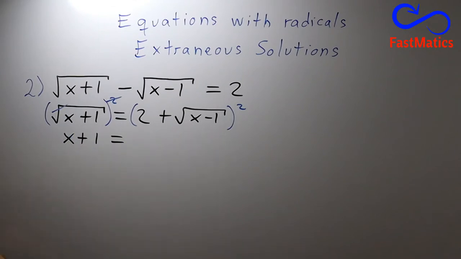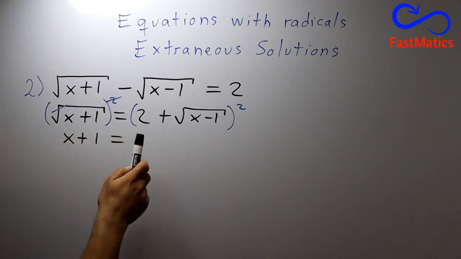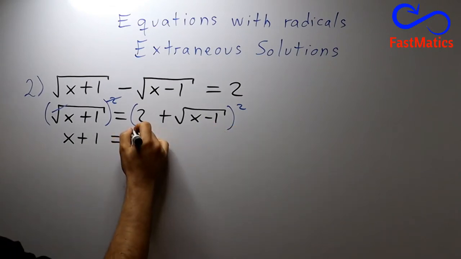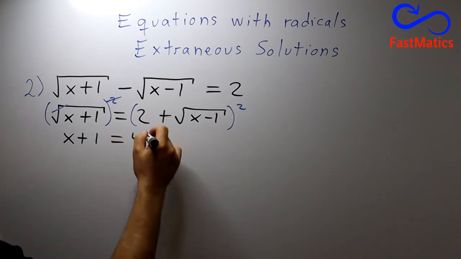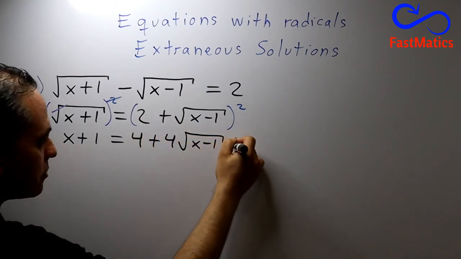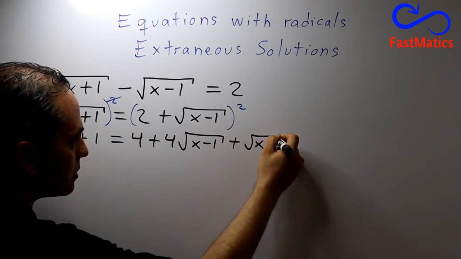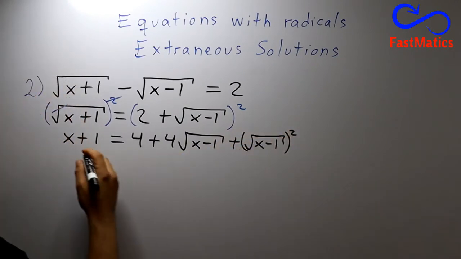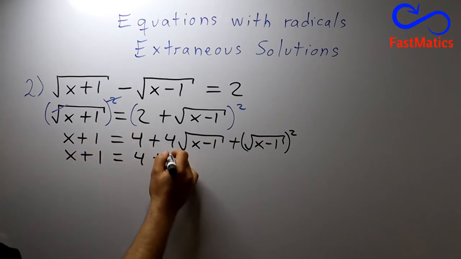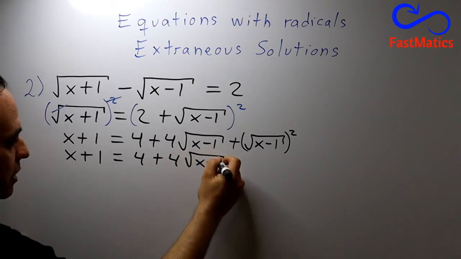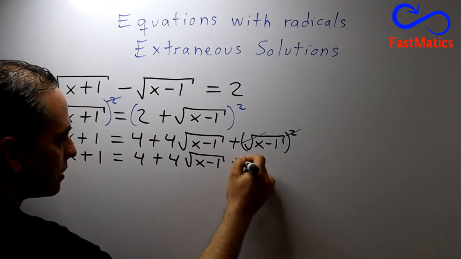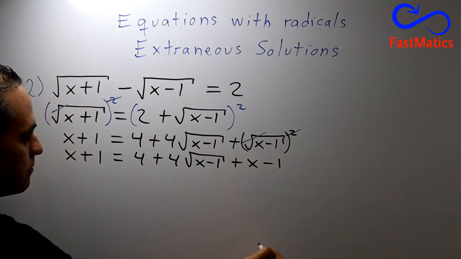And on the other side, pay attention, be careful, because here you have a binomial squared. So it is the first term squared, plus twice the first term times the second, plus the second term squared. Now we simplify a little bit. We copy everything, but here the square root squared will give us x minus 1.